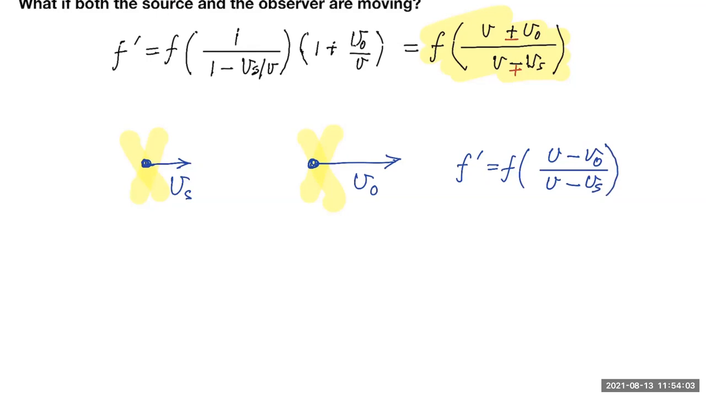Okay, so that's how you choose the signs. Do that one at a time, stop the other one, and look at what happens. Does it increase or decrease the frequency? And you choose the signs accordingly.